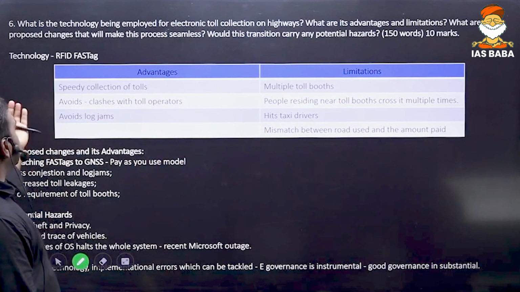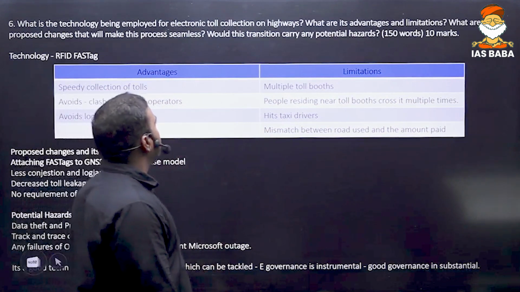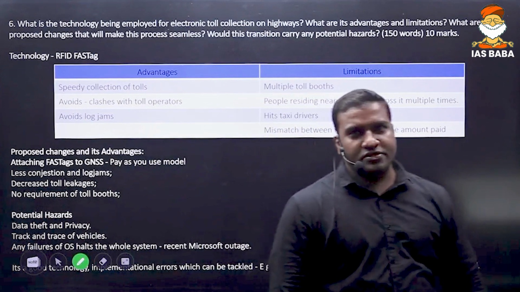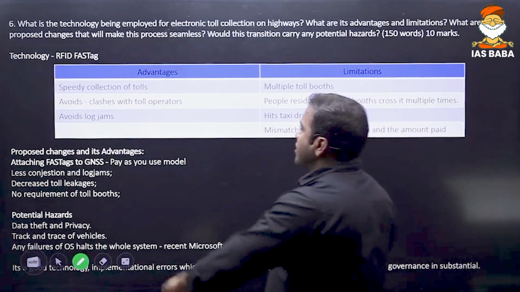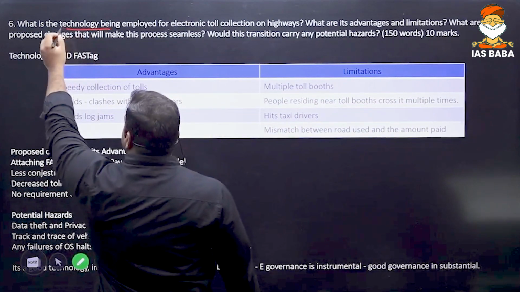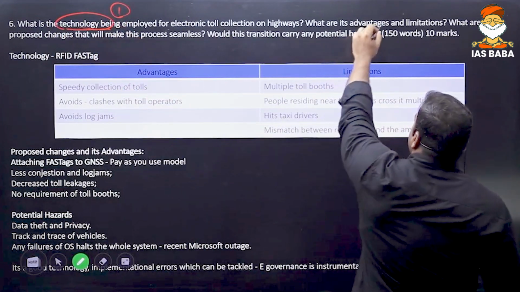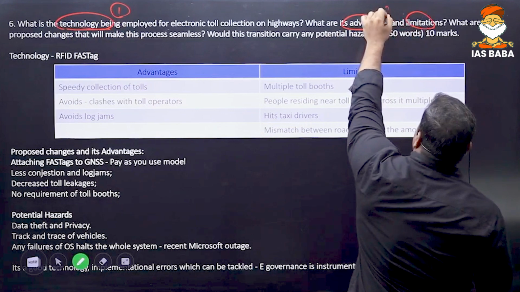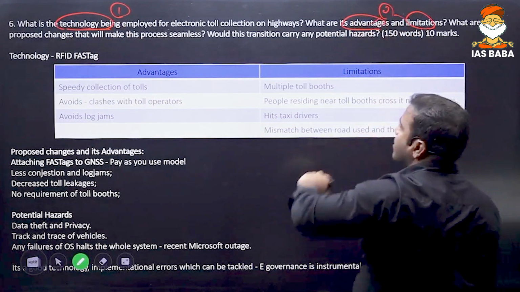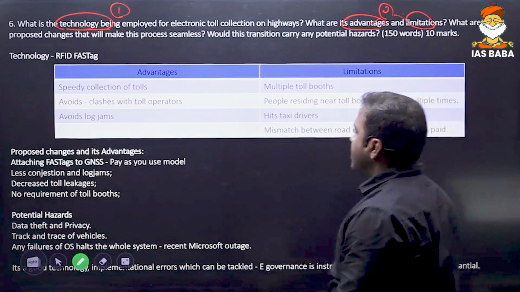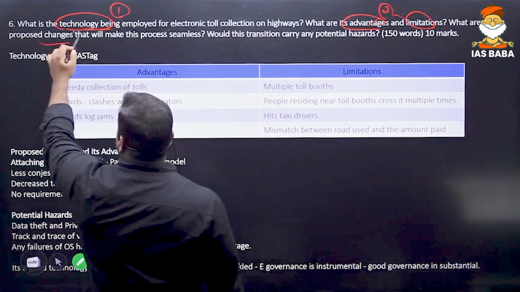What are the proposed changes that will make this process seamless? Would this transaction carry any potential hazards? Yes, now, what is the current technology? So one demand of the question. Then the advantages and limitations, second demand of the question. And what are the proposed changes that will make this process seamless? What are the changes? Third demand of the question.